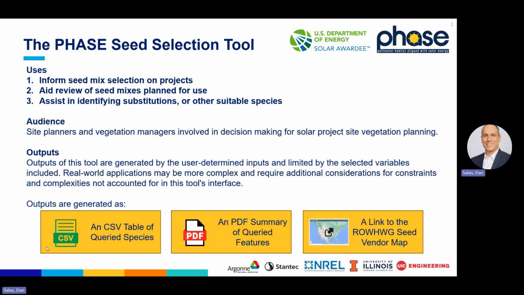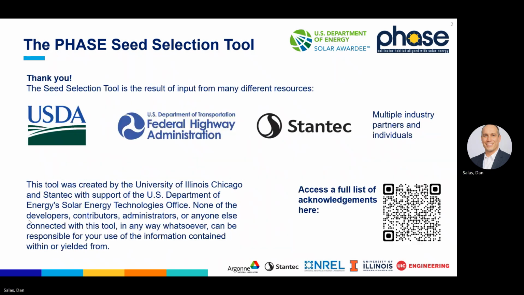The outputs provided by this tool include a CSV table that can be used in Excel to generate a list of species that were queried from the tool. There's an accompanying PDF summary that describes the queried features used to develop that list. And last but not least, there's a link to the Rights of Ways Habitat Working Group seed vendor map. So this tool can then help connect you to vendors that can help supply those needs on your projects.